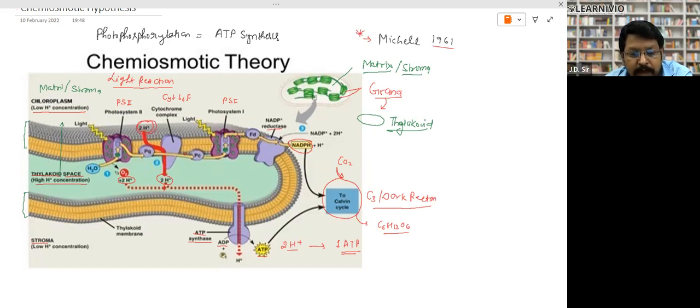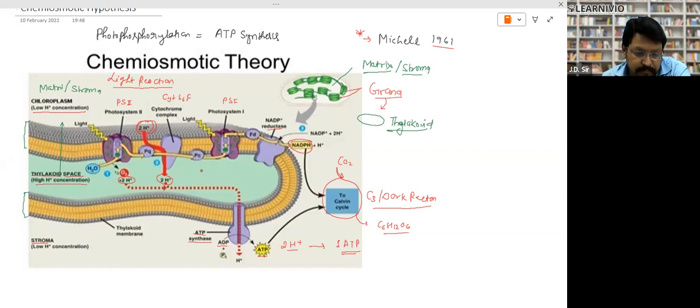From cytochrome b6f, the electron goes to plastocyanin. From plastocyanin, it will reach photosystem 1. From photosystem 1 to ferredoxin, ferredoxin to NADP+, and the electron will finally be accepted by NADP+ and formation of NADPH will take place. And this NADPH will be utilized in the Calvin cycle, meaning fixation of carbon dioxide.